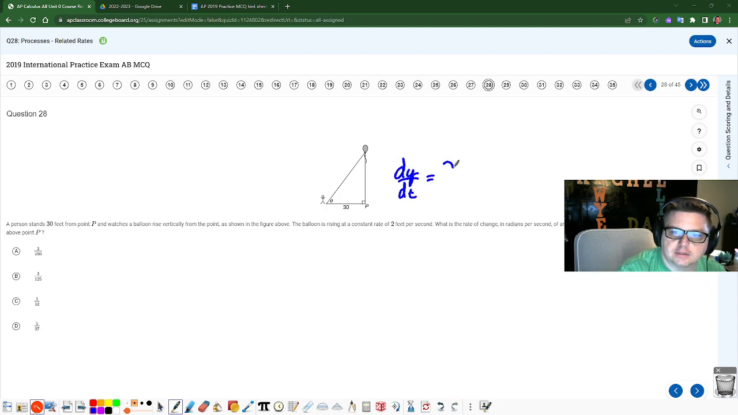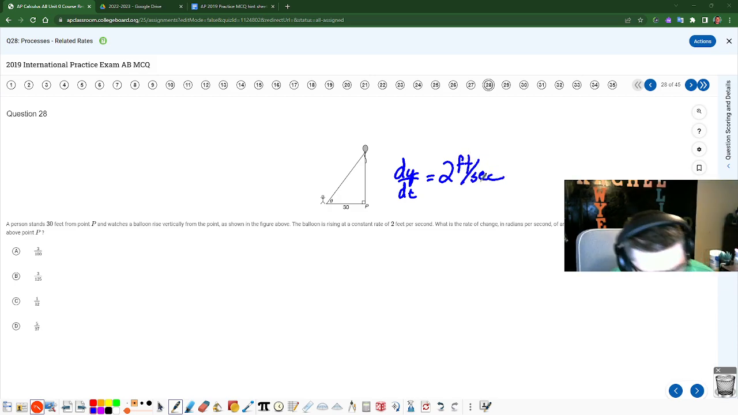Anytime I see that, I just make a note for myself. A rate is a derivative, so you definitely want to label that as best you can. And related rate problems are always with respect to t, time. So it's a rate of change in radians per second of the angle theta at the instant when the balloon is 40 feet.